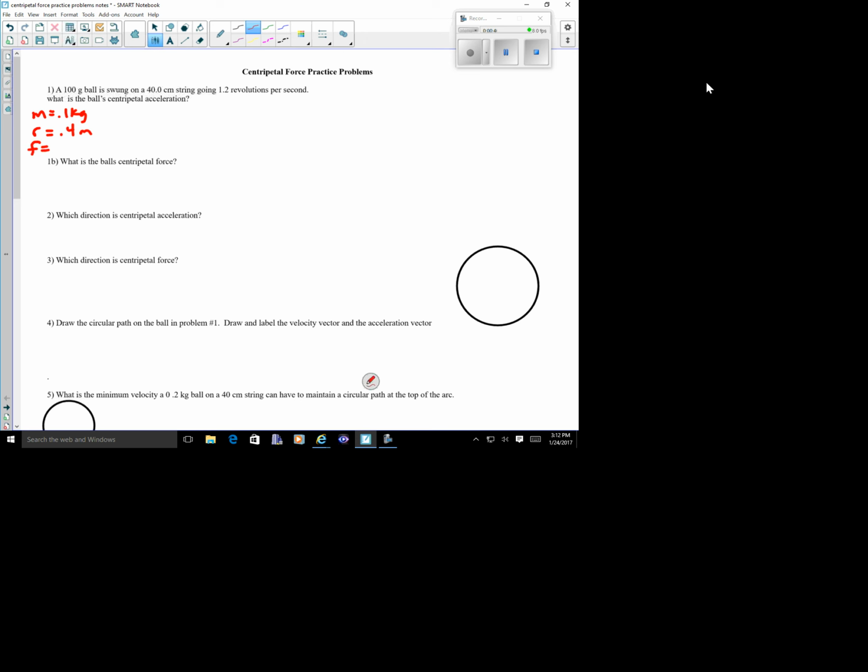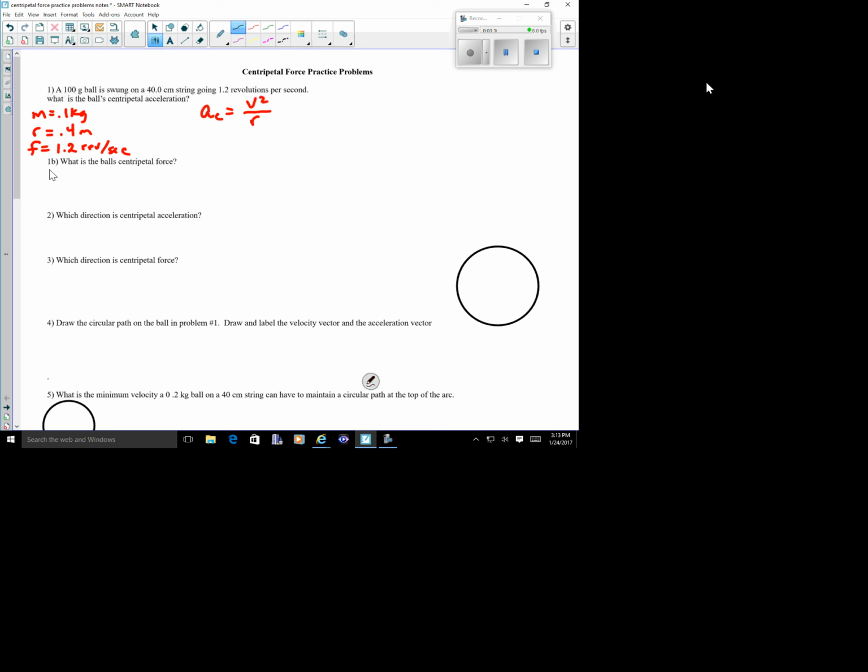So I'm going to put down revolutions per second here. And it says, what is the ball's centripetal acceleration? The new formula you're going to use for centripetal acceleration is actually pretty easy. It's v squared over r. But that's linear velocity, so I need to change this revolutions per second to regular velocity. I'm going to do it over here in a different color.